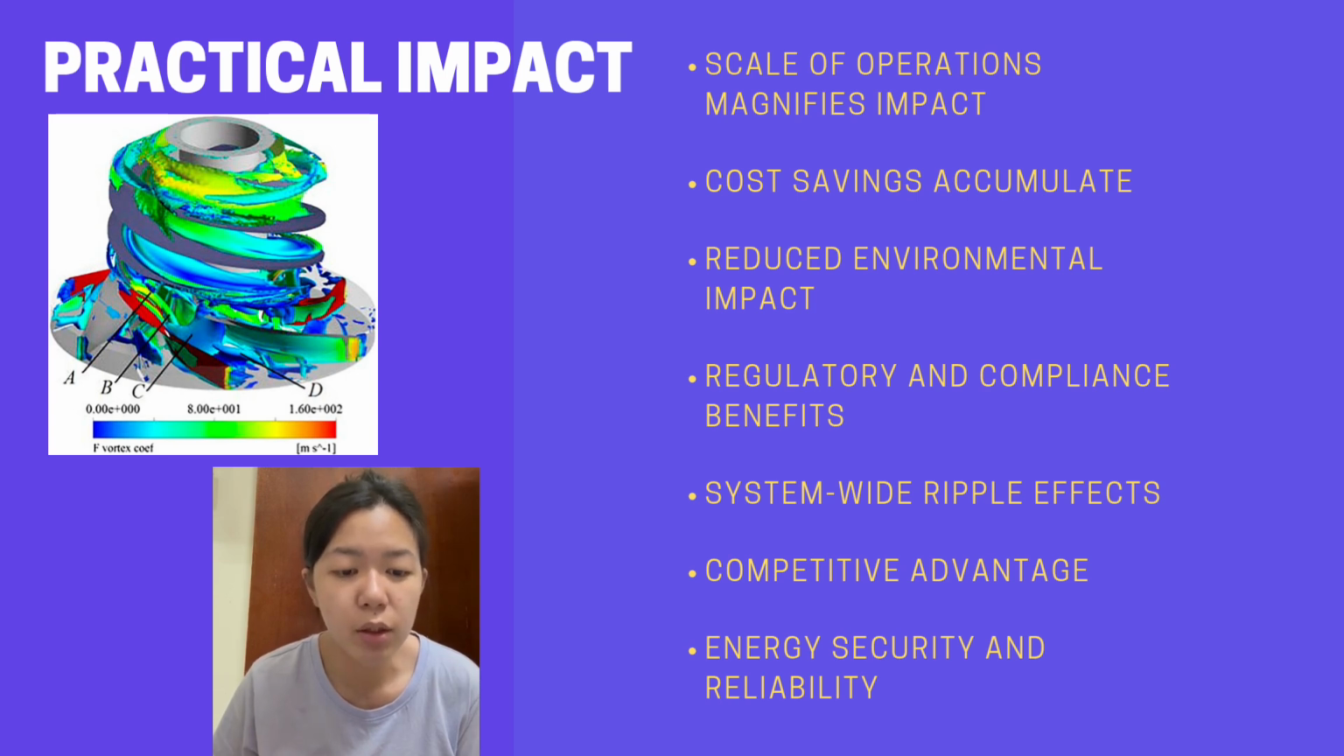The next one is that cost savings accumulate. Energy costs are a major operating expense. A slight improvement in efficiency directly translates to reduced fuel or electricity costs over time.